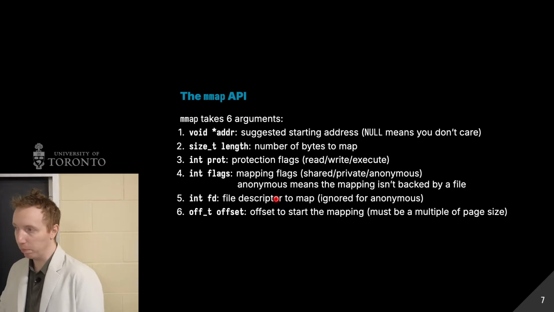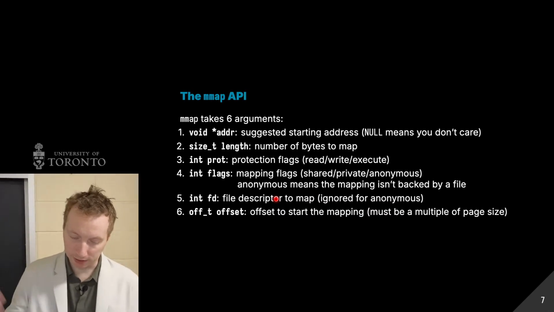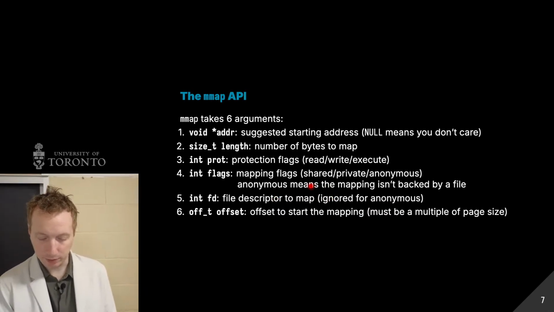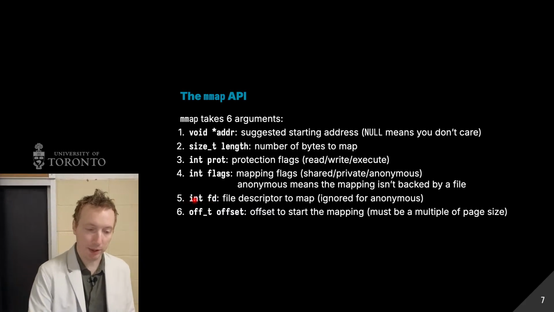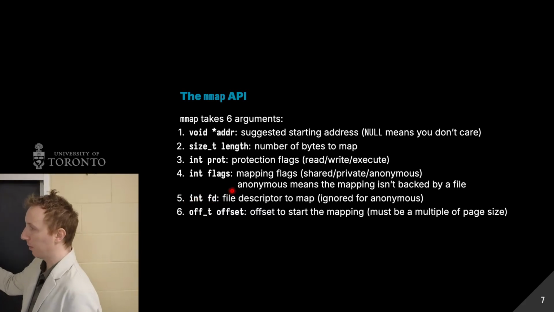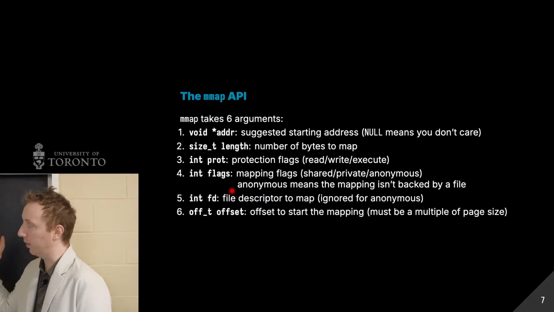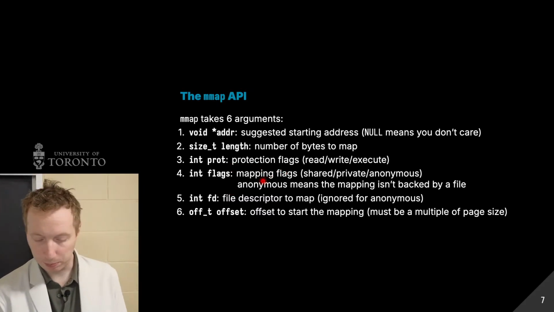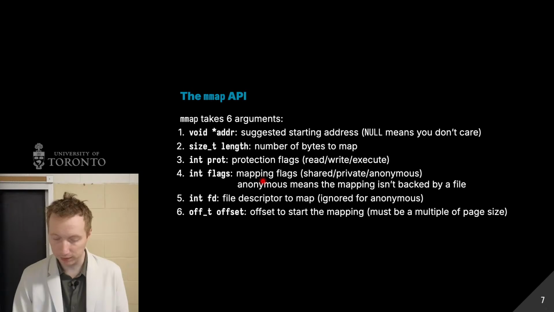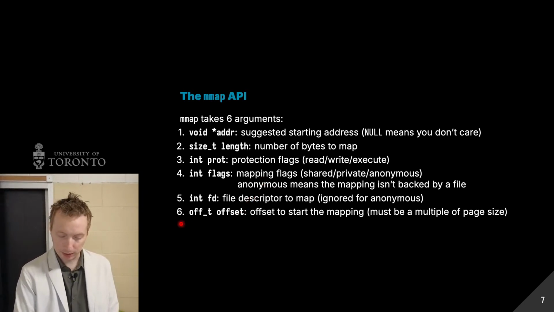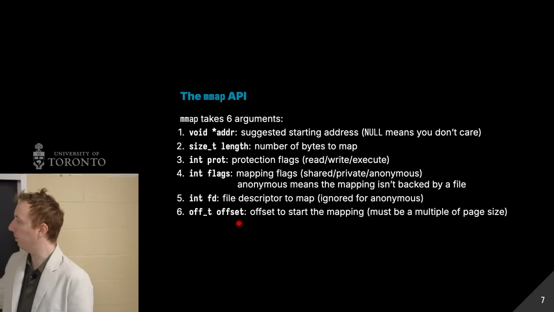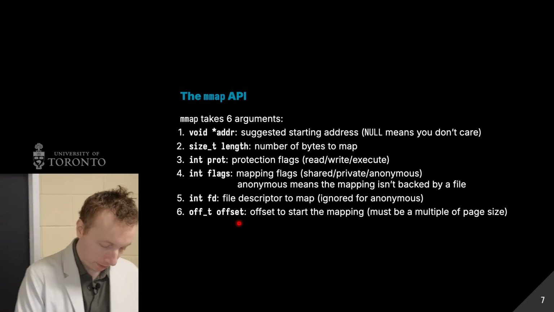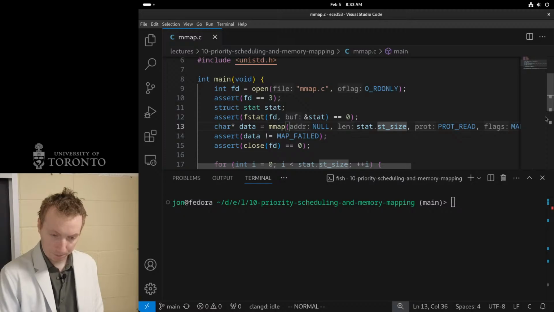If I just want some memory back to play with, I just want to allocate a gigabyte, then I don't have to set a file descriptor or anything like that, which is the fifth argument. So that's the file descriptor to map. If it's anonymous, it's ignored. If it's shared or private, then that is the initial contents that it will load into memory. And then the sixth argument is the offset to start the mapping, and it must be a multiple of the page size. For this, we'll always just start it at 0.